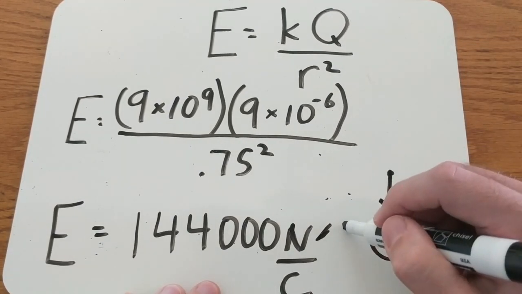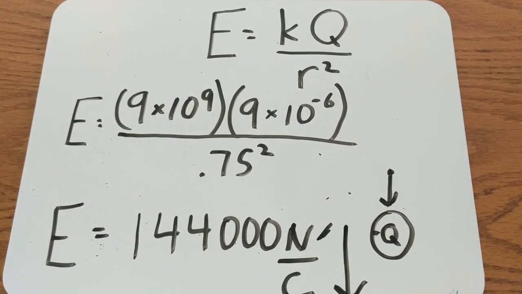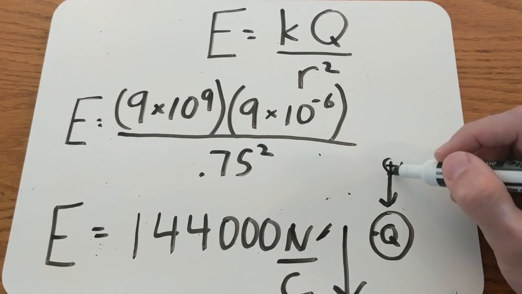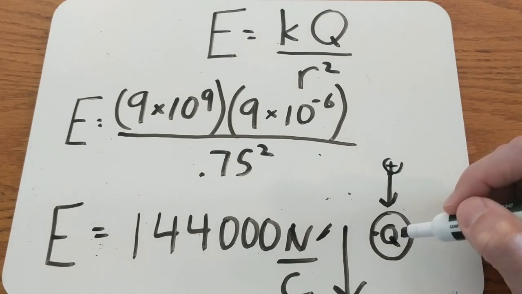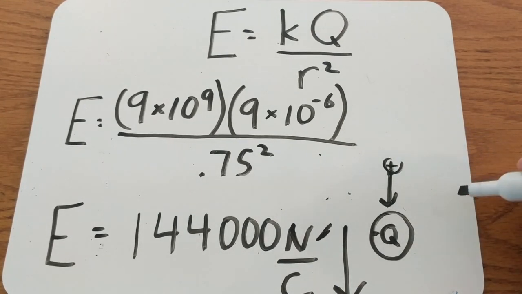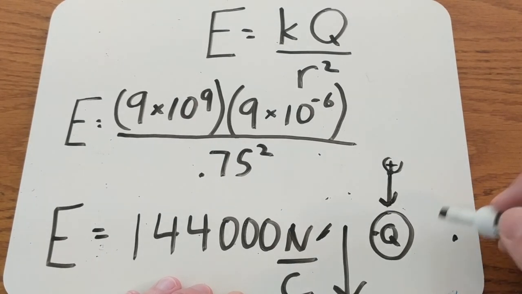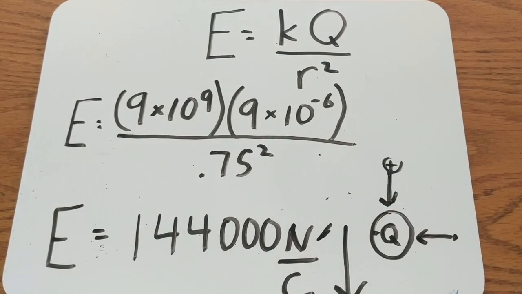All right, so the full answer to this thing is 144,000 newtons per coulomb down. And how do we figure out the down? Well, if I put a positive charge there, it would be going into the negative Q. If I reverse this and said, what is the electric field 0.75 meters to the right of big Q? Well, it would be over here, and that charge would go this way. So the direction would be that way. We always put a positive test charge to figure out the direction of the electric field.